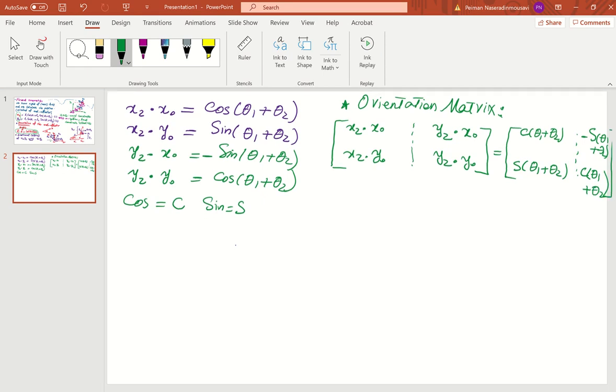Here we go. Understand? And this is the orientation matrix of this 2 degree of freedom robotic arm with respect to the world coordinate system. Understand, everyone?